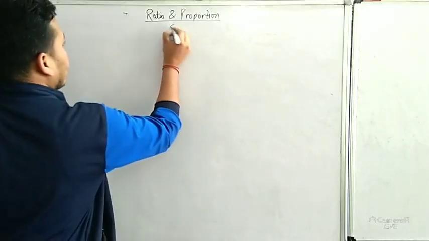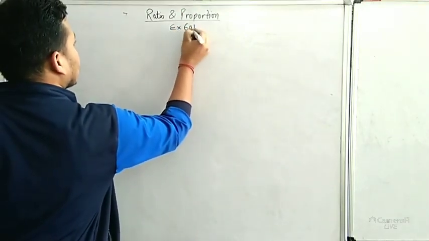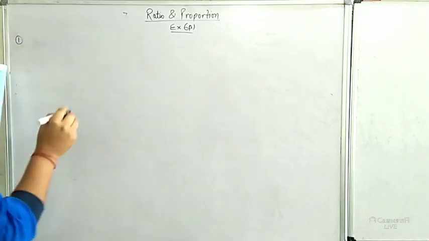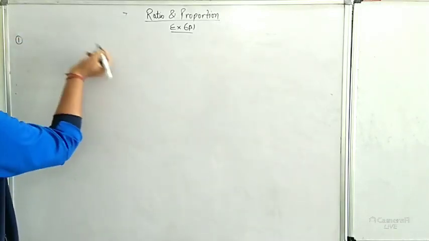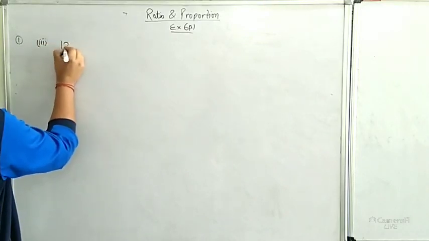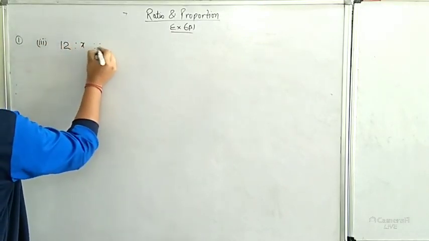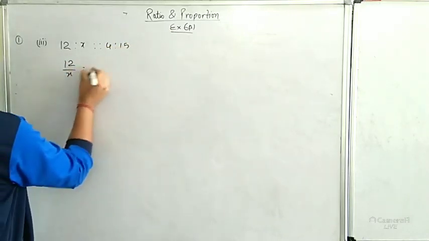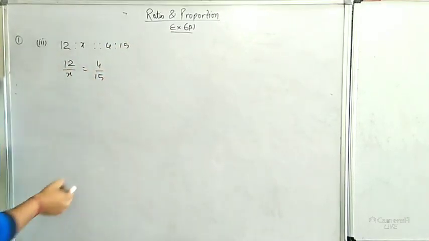Exercise 6a. This is a very simple one. Question number first. Find the value of x in each case. So this is a very simple question, you can solve it at your home. I am taking 12 ratio x proportional 4 ratio 15. So this 12 upon x is equal to 4/15. So what will be the value of x?